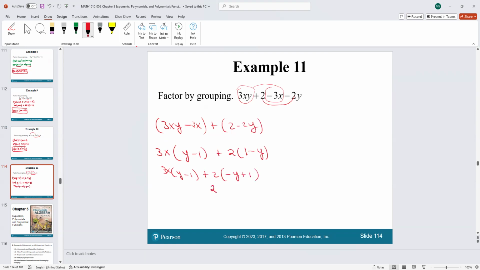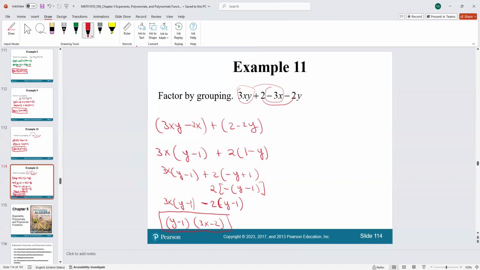And this one right here, if you want, you can factor the negative. So you have y minus 1 as a factor. So that would give you negative 2. If I bring the negative outside with the positive we have here, 3x times y minus 1. We realize we have y minus 1 here. So this one now becomes y minus 1 times 3x minus 2. It's amazing how we can factor out the GCF.